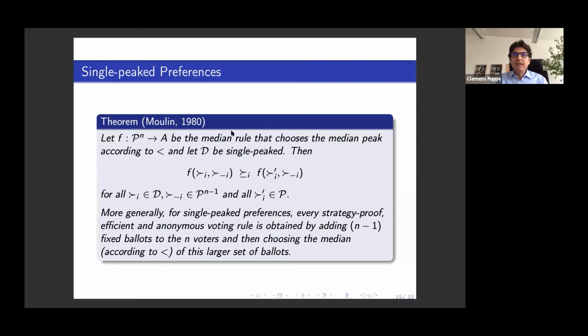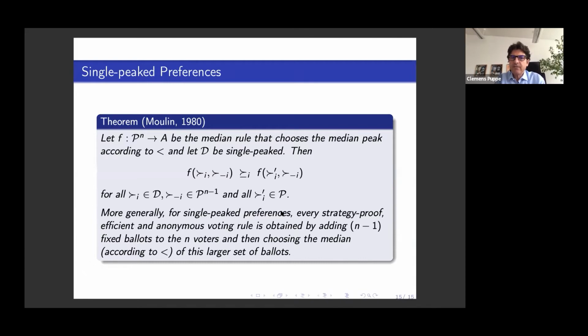And now Moulin, well, it was observed, of course, that the median rule is strategy proof. And the question occurred, are there other strategy proof rules if our preferences are single peaked? And the answer is yes. And Moulin identified all of them. And this is a very interesting class. It's called the phantom voter characterization of strategy proofness. And this I want to give to you.